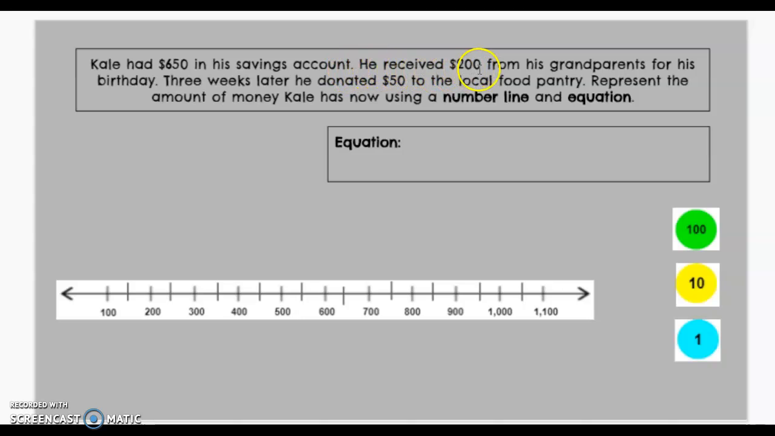Cale had $650 in his savings account. He received $200 from his grandparents for his birthday. 3 weeks later, he donated $50 to the local food pantry. Represent the amount of money Cale has now using a number line and an equation.